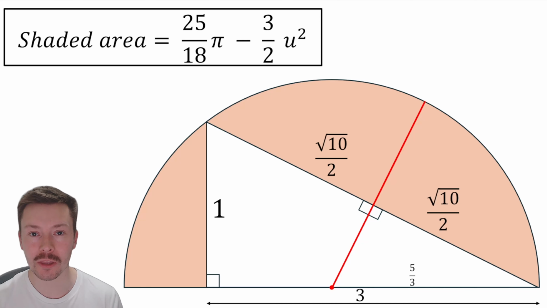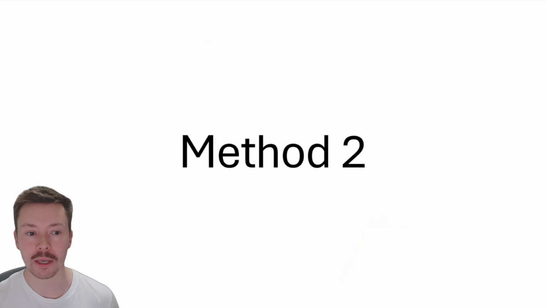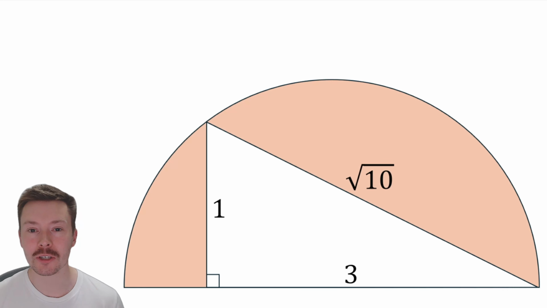Now, I said at the start, this was one method. Another method of solving this problem is coming up. I'm going to show you that right now. So we're going to start off with the base of that triangle already calculated. We did that before with Pythagoras. So that base is 3.